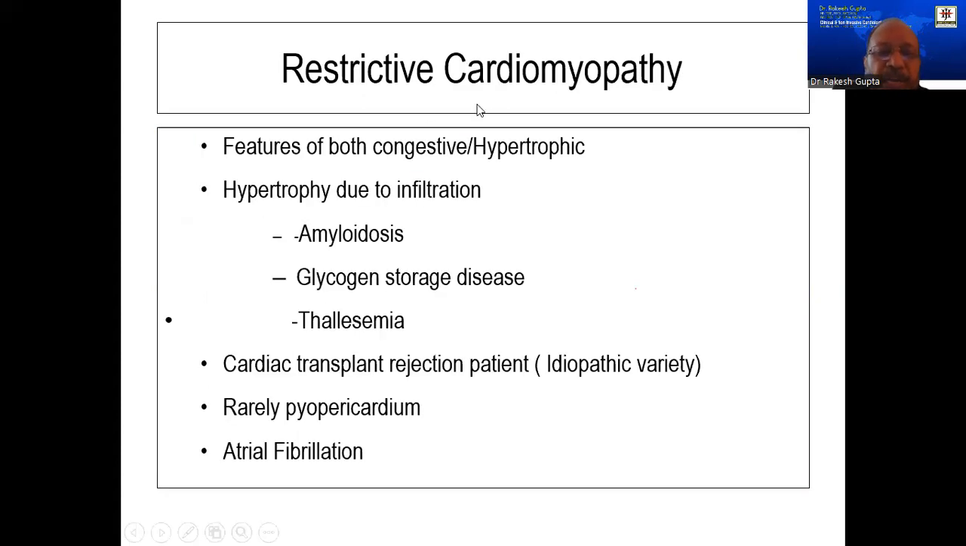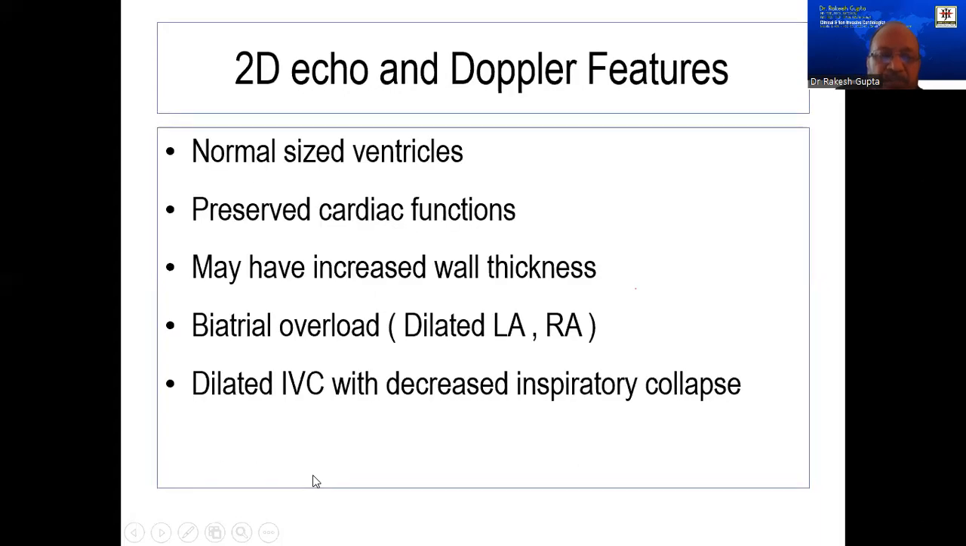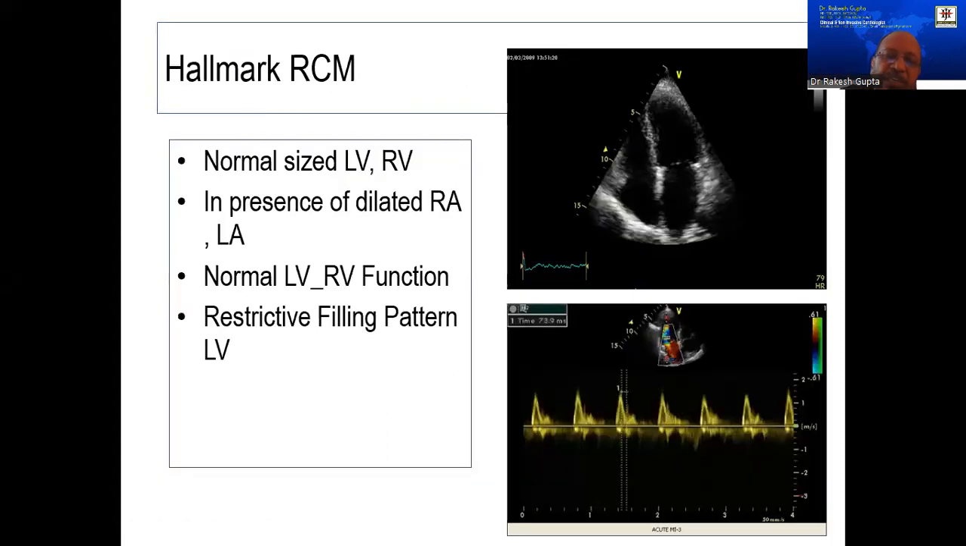In this variety, you can have hypertrophy due to infiltration, such as amyloidosis, glycogen disease, and thalassemia. It could be seen in cardiac transplant rejection patients, and rarely with the pericardium, and atrial fibrillation is another variety of restrictive cardiomyopathies. What are the features? We have a normal size LV and RV, and preserved LV systolic function. We may have normal or increased LV wall thickness, but there is biatrial overload and a restrictive filling pattern in this subset of population, with a dilated IVC and decreased inspiratory collapse because of raised RA pressures.